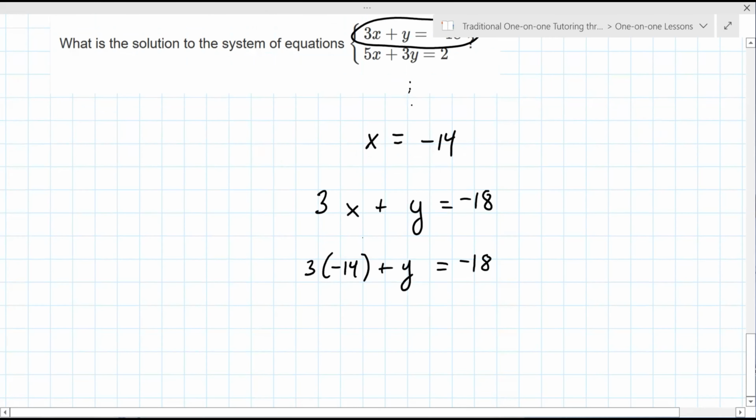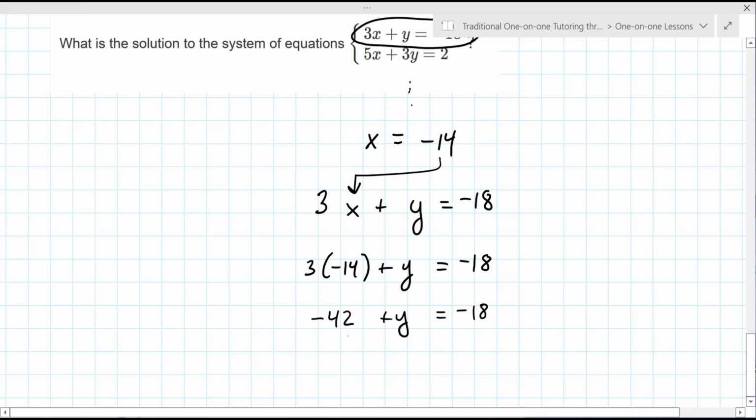Now, by substituting in that number, only the other variable remains. Okay, and the substitution technique allows you to get that. So we have to multiply 3 times negative 14. That's negative 42 plus Y equals negative 18. So we just multiplied in that step.